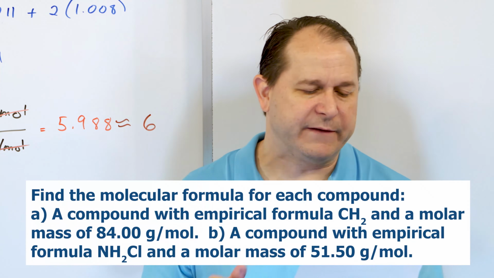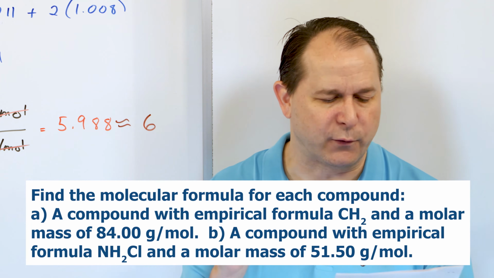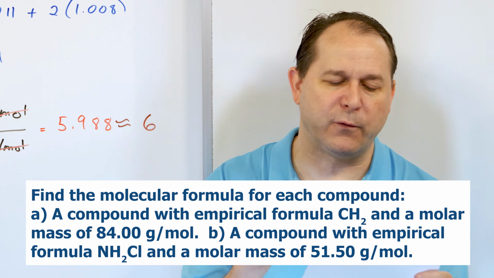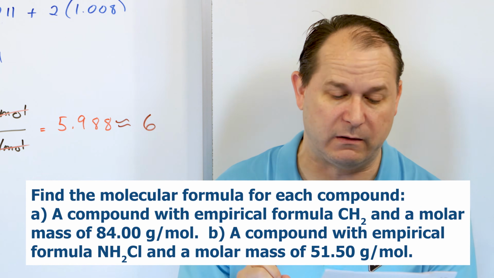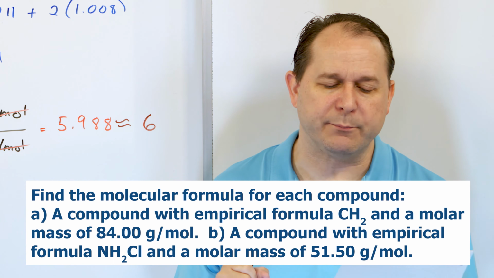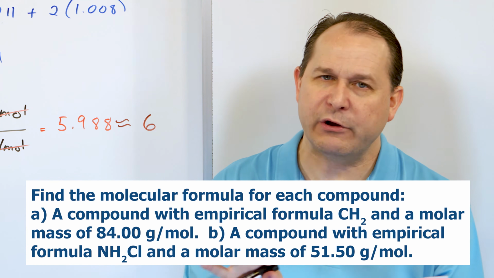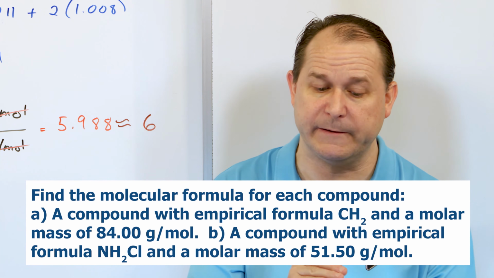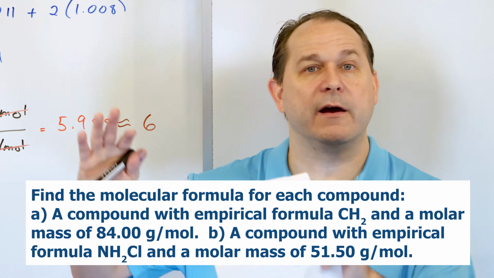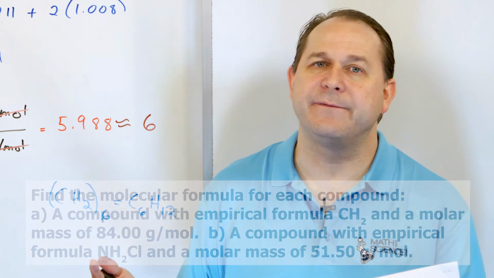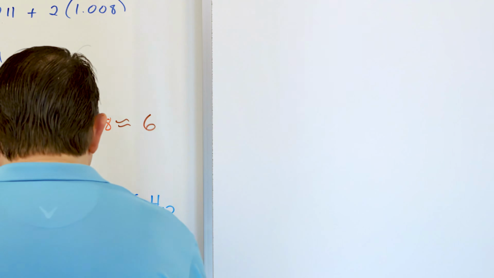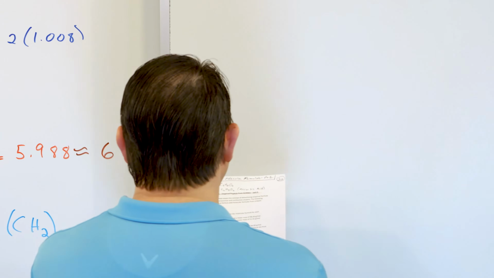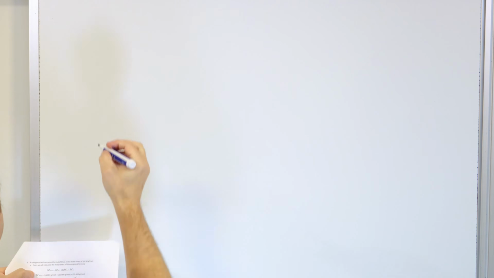All right, part B of this problem, we're going to find the molecular formula of a compound with an empirical formula of NH2Cl and a molar mass of 51.50 grams per mole. There's no trick question here. This is exactly the same process. We are given the empirical formula, and we're given the molar mass of the molecular formula, and we have to figure out how to go from one to the other. So the very first thing we need to do is figure out the molar mass of the empirical formula that we have.